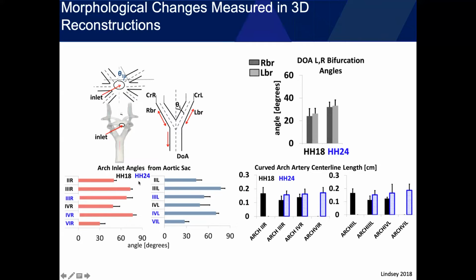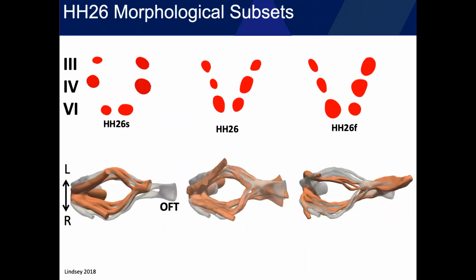We didn't find any significant changes for either the angle or the length for HH18 to 24. We found, I think, a couple for day 5, or the HH26 ones, but we were just happy that we could actually get all this information.